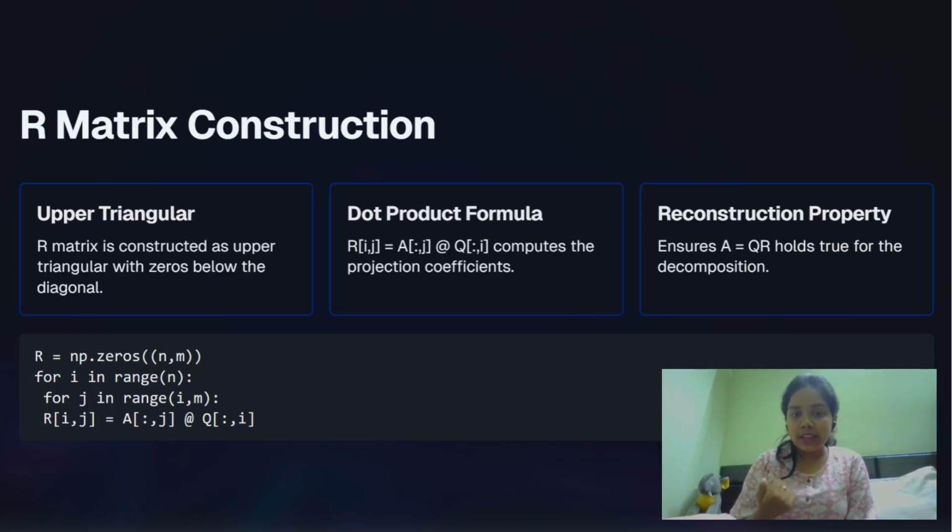So in this eighth slide, once the orthogonal matrix Q is obtained, we construct the R matrix. The R matrix is the upper triangular matrix, meaning all entries below the diagonal are zero. Each entry, that is R of i, comma j, is computed using the dot product between column j of A and column i of Q. This ensures the decomposition is proper, so that multiplying Q and R reconstructs the original matrix. This is the part where the R matrix construction happens in the Gram-Schmidt process according to the code given.